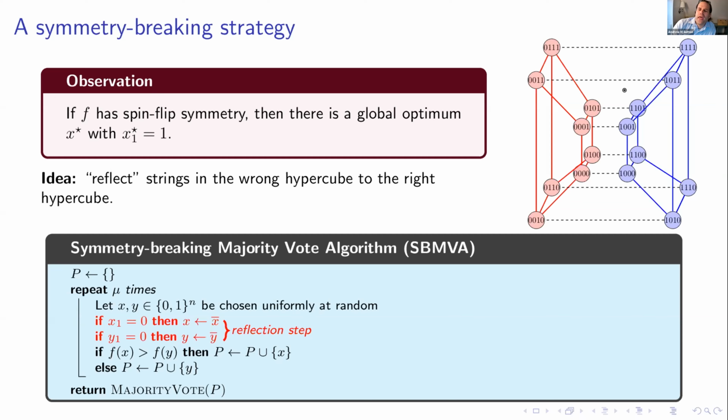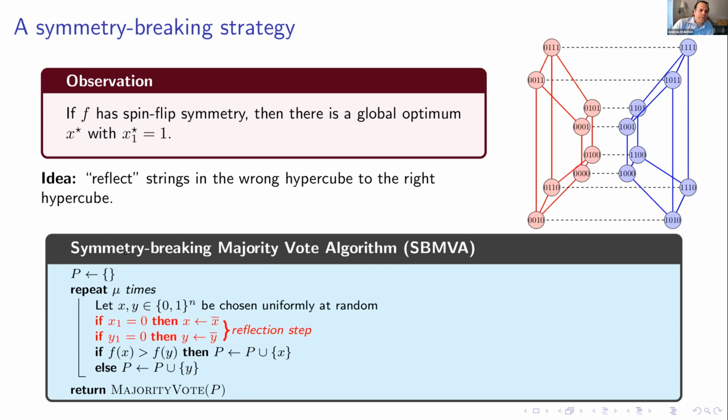So we only focus on this. And we reflect it by just taking the complement. So this leaves the fitness unchanged because of the spin flip symmetry. So for example, if we happen to sample a string like 0, 1, 0, 1 here, then we take the complement and reflect it here to 1, 0, 1, 0, right? So this allows us to just focus in here, and therefore this gets rid of this mirror across the complementation.